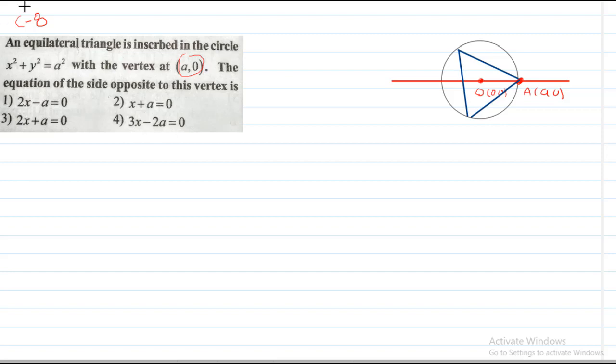Okay students, first of all I want to name the equilateral triangle. So this is vertex B, this is vertex C. Actually you want to find the equation of BC. But the important thing is, for this equilateral triangle, the x-axis is the line of symmetry. Means what happened now? This becomes 30 degree, this also 30 degree.